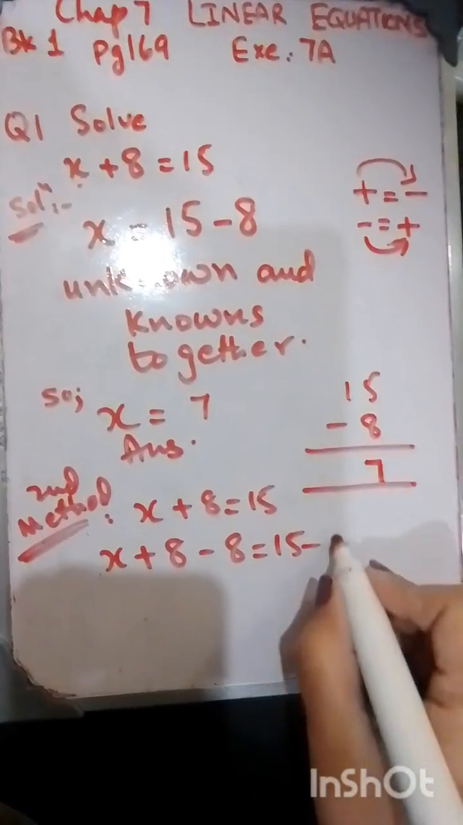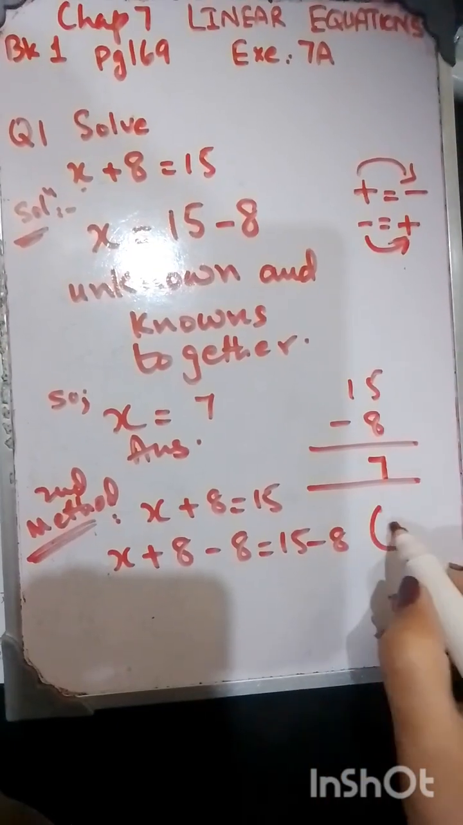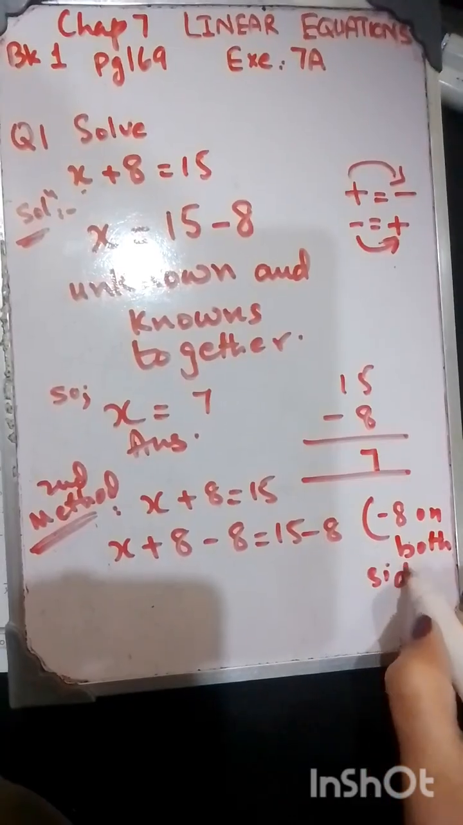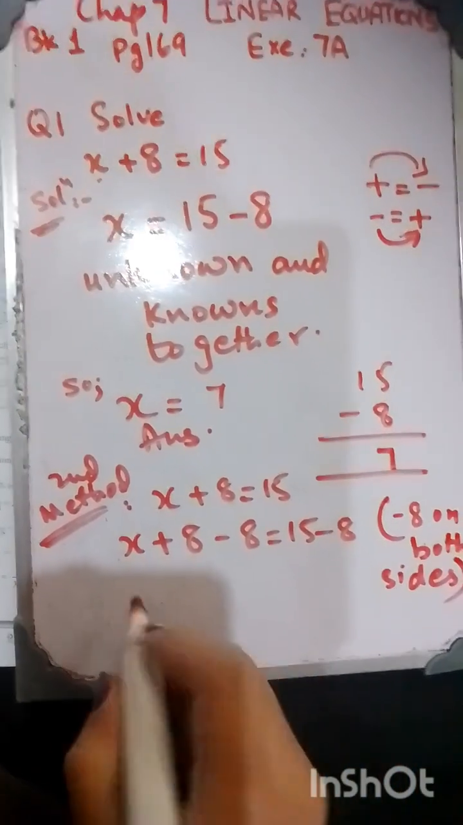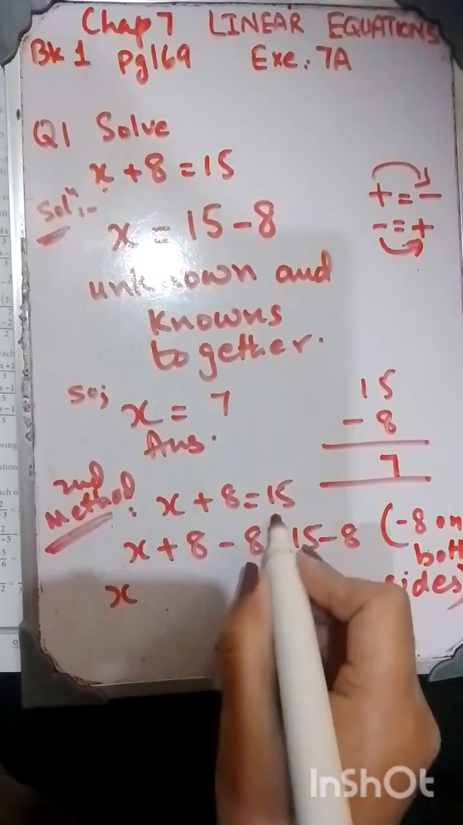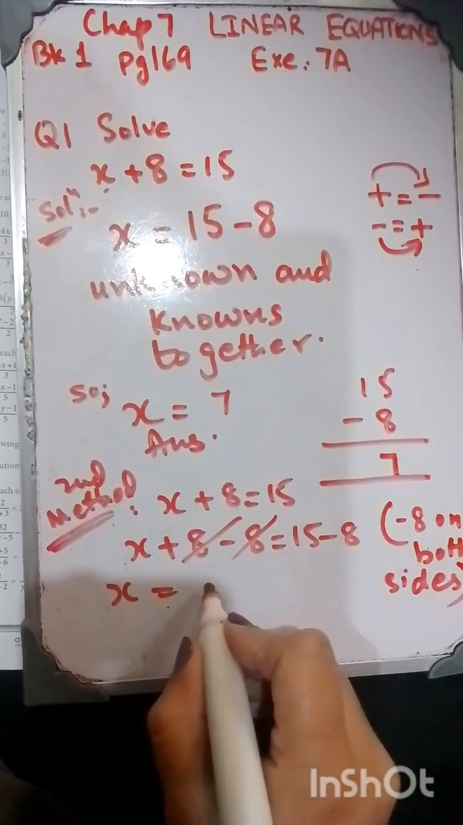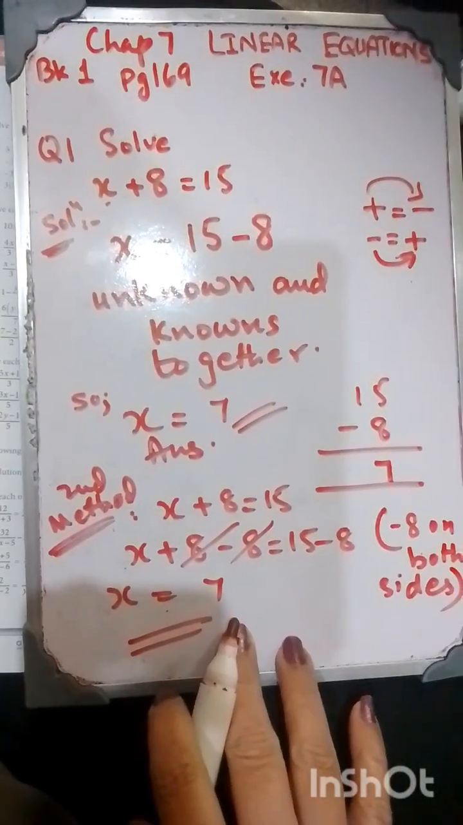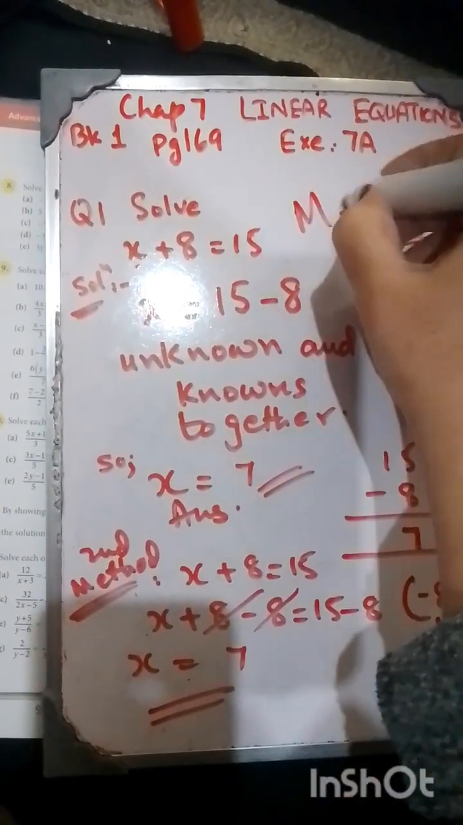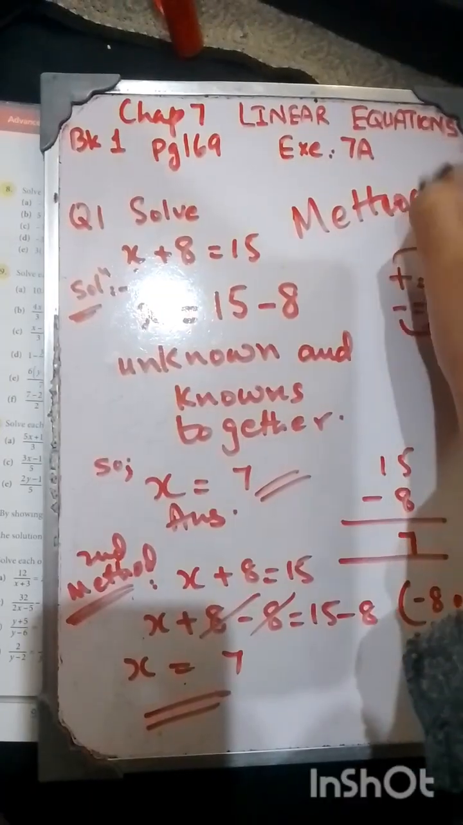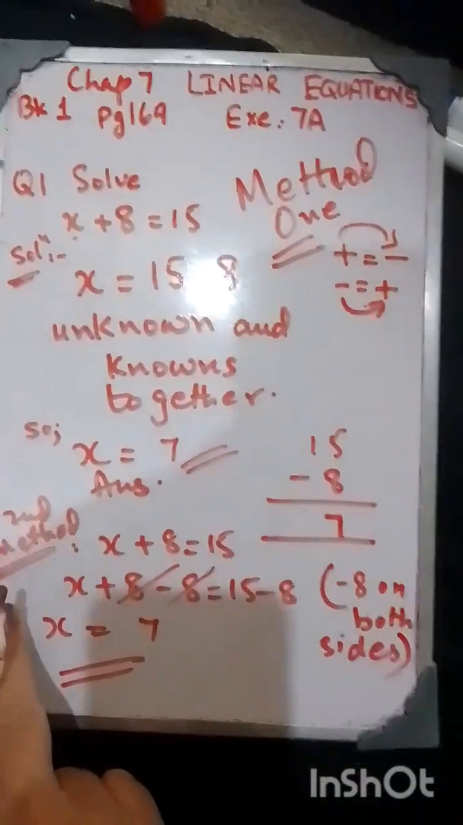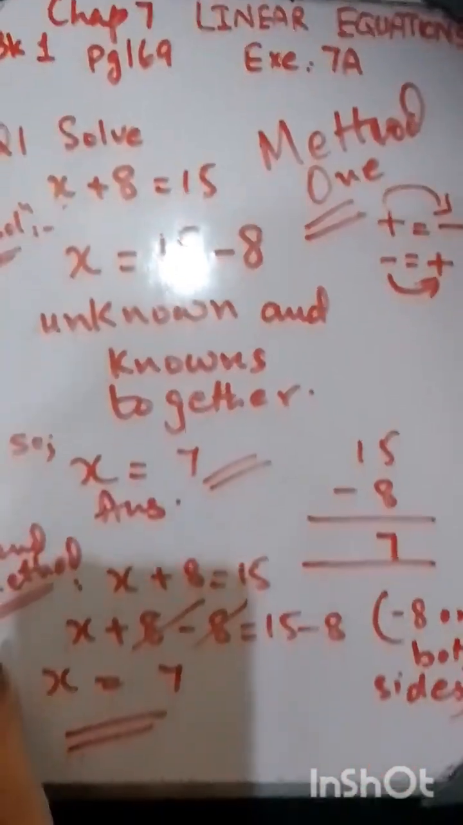So here we are going to write the same question. I'm going to subtract the 8 on both sides. We have positive 8, so we are going to do the alternate sign. So here we have plus 8, so we will write negative 8 on both sides. If it was negative 8, we would continue with the positive 8. So this is how we get the answer for the same question with both methods. Whichever way you find easy, you can go with. Both are completely correct.